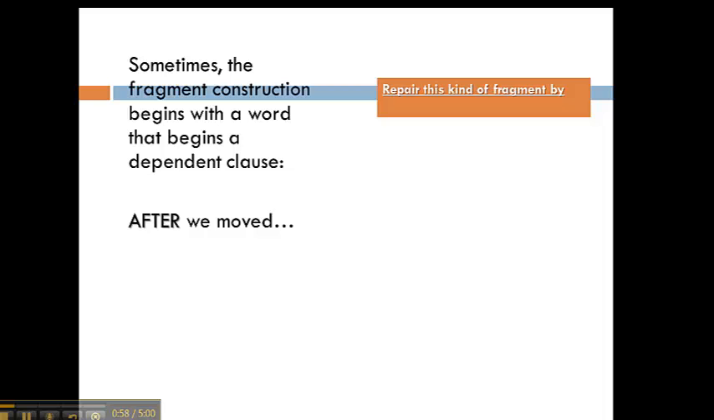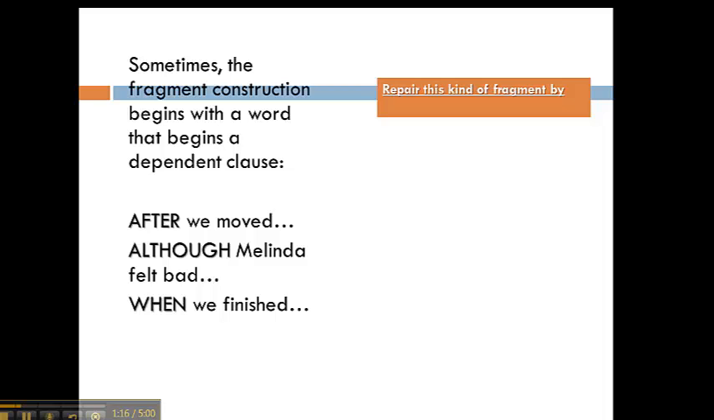You'll see the same thing in these other examples. "Melinda felt bad" would be a perfectly good, complete, although short sentence. But as soon as you add that dependent clause marker, "although Melinda felt bad," then your reader's waiting for something else to happen in the sentence to make it complete. "When we finished," what happened?